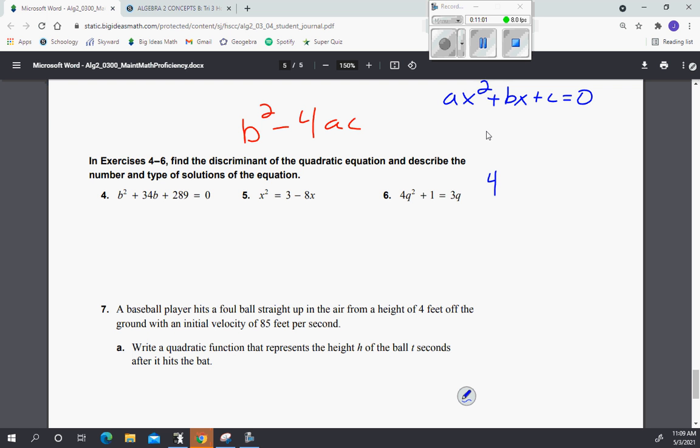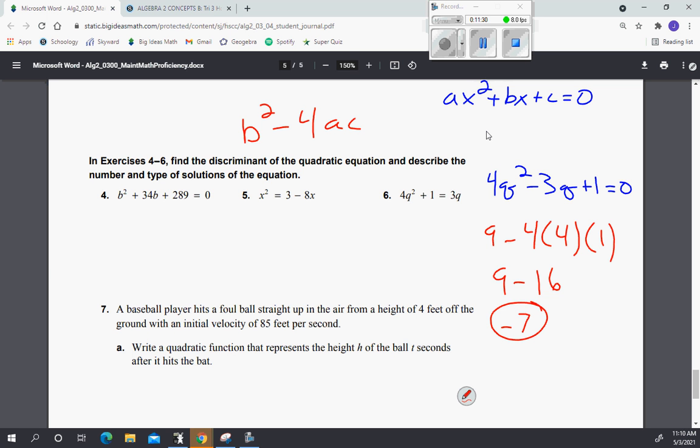We're going to get 4q squared minus 3q plus 1 is equal to 0. And now I'm just doing b squared. What's b? It's negative 3. What's negative 3 squared? 9 minus 4 times 4 times 1. So it's 9 minus 16. 9 minus 16 is negative 7. So that's my discriminant. How many solutions does that have?